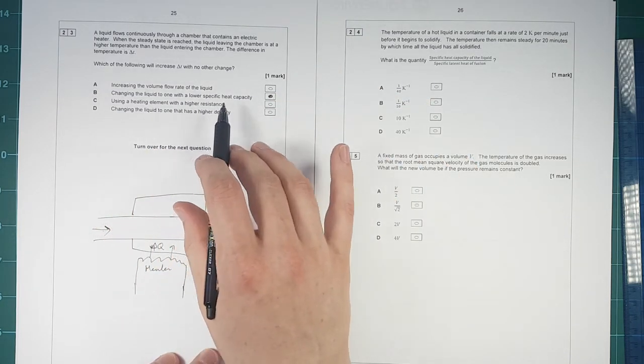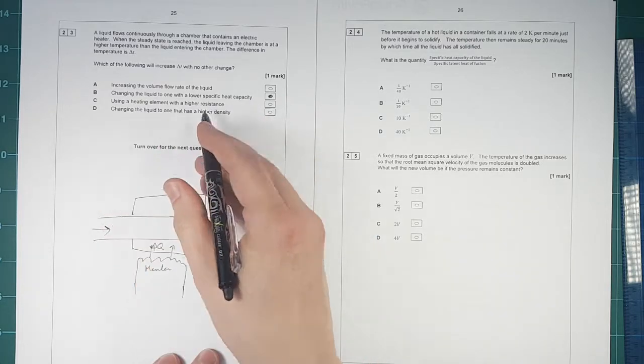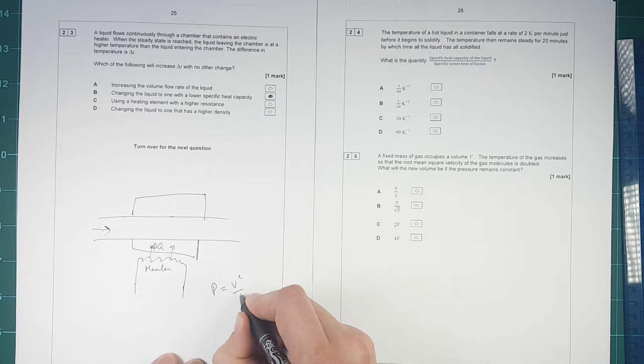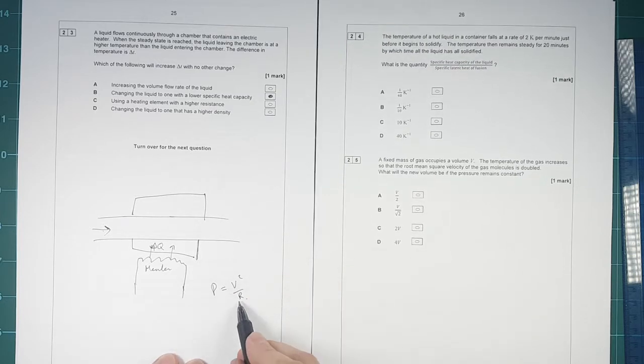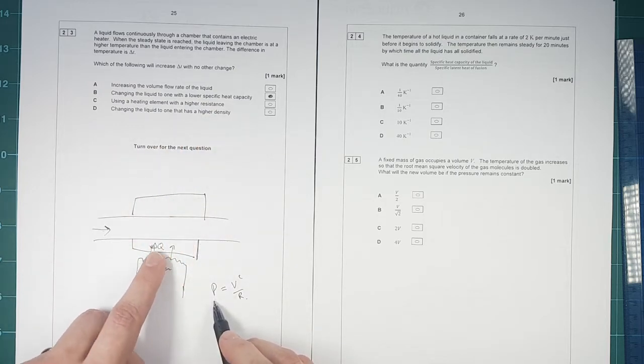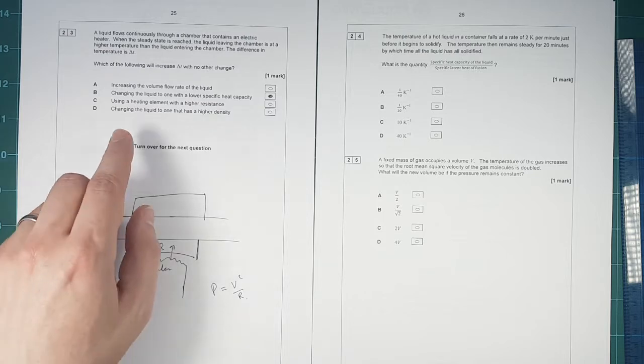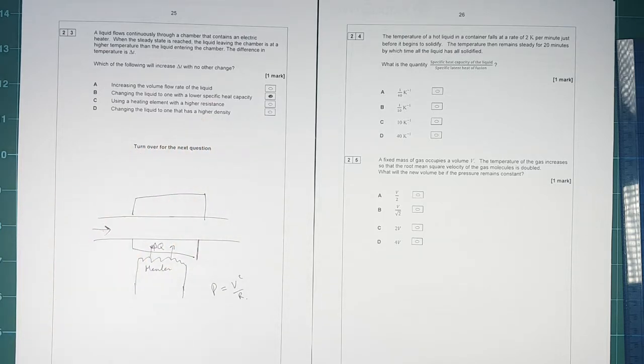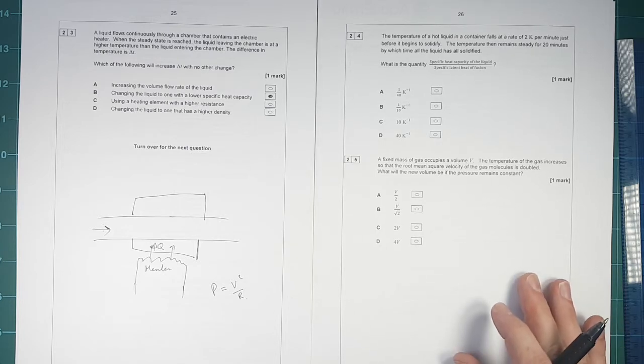Using a heating element with a higher resistance. Well, let's assume that they've got a constant voltage. The power of the heating element is V squared over R. So with a constant voltage, a higher resistance would reduce the power, therefore reduce the rate at which heat goes in there. Change the liquid to one that has a higher density. That's going to have no impact whatsoever as far as I can see.